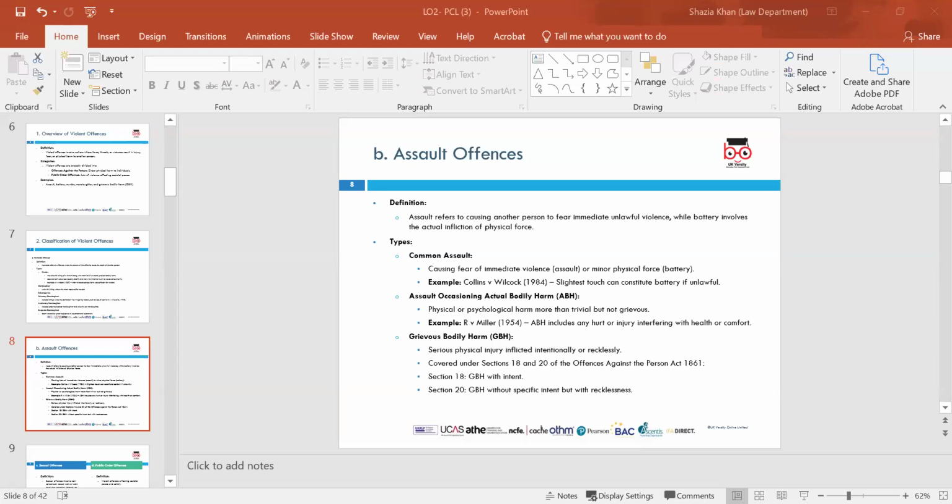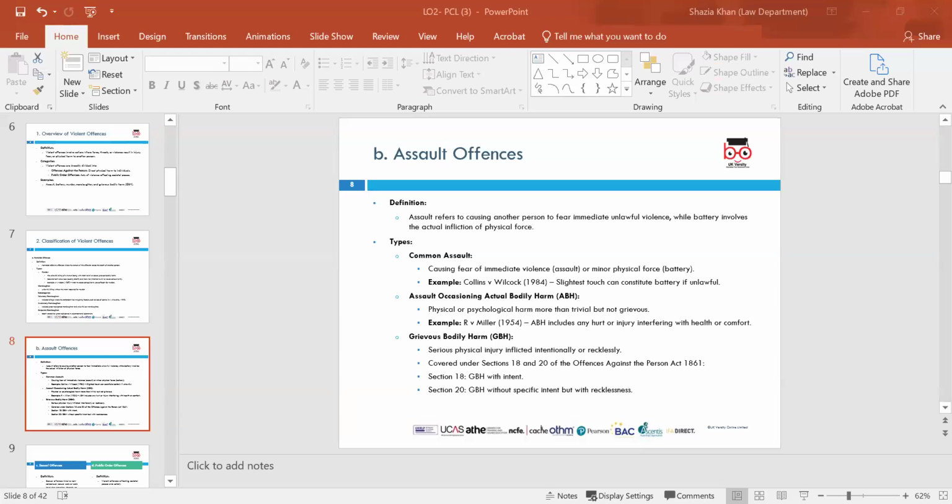The next one is actual bodily harm, which is ABH. This means that the assault has caused some hurt or injury to the victim. Physical injury does not need to be serious or permanent, but must be more than trifling or transient, which means that it must at least cause minor injuries or a pain or discomfort. Psychological harm can also be covered by this offence, but this must be more than just fear or anxiety.